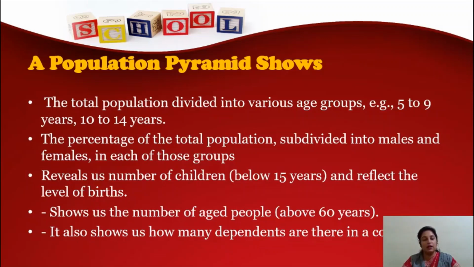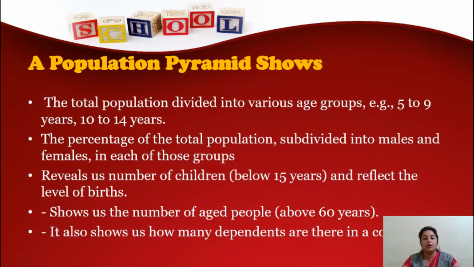Third, it reveals to us the number of children. Now, children are the people who fall under the age of 14. Those who come between the age group of 0 to 14 are considered as children. 15 years and above are not considered as children.